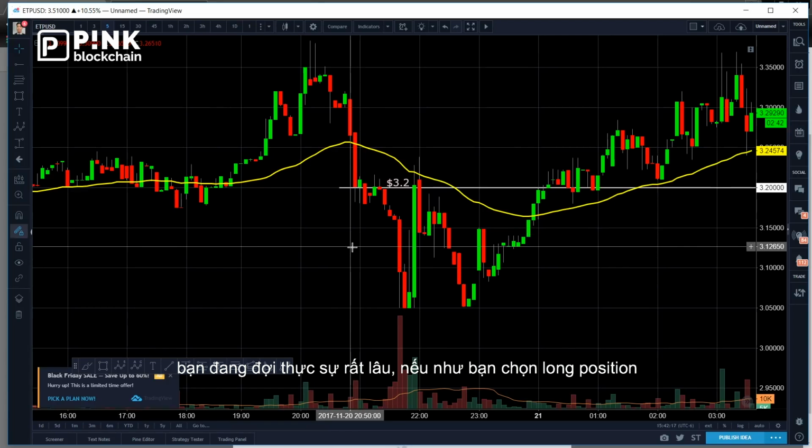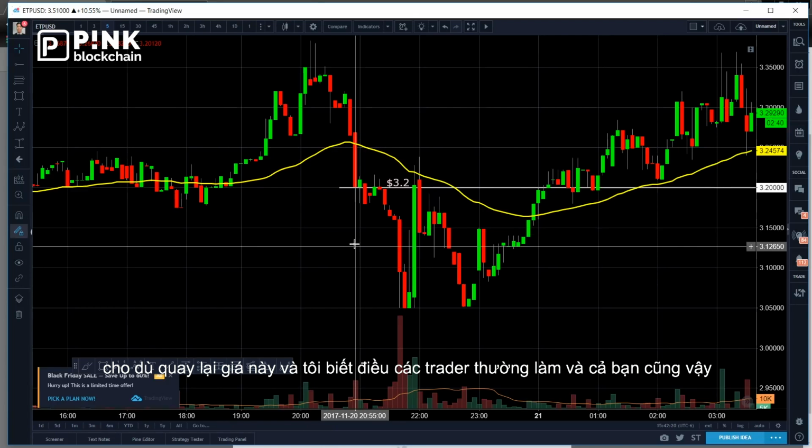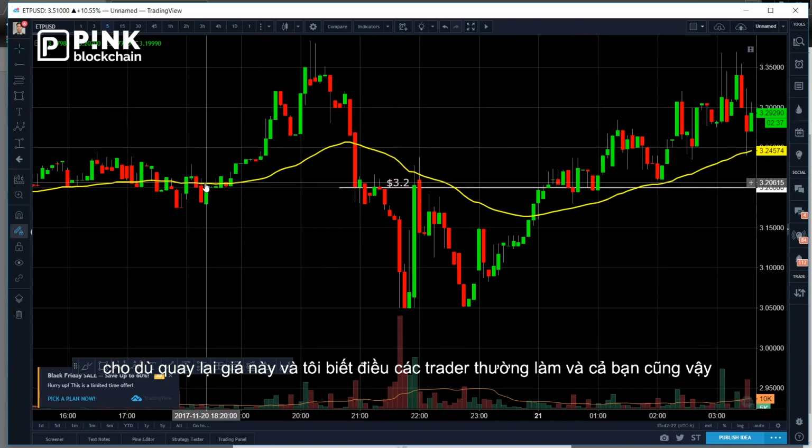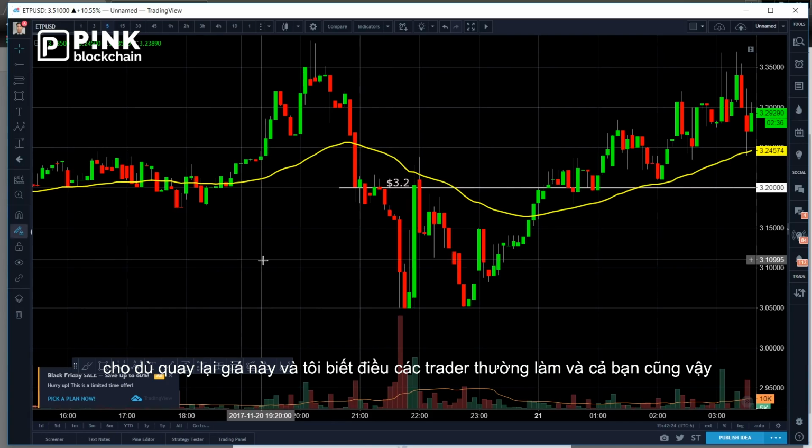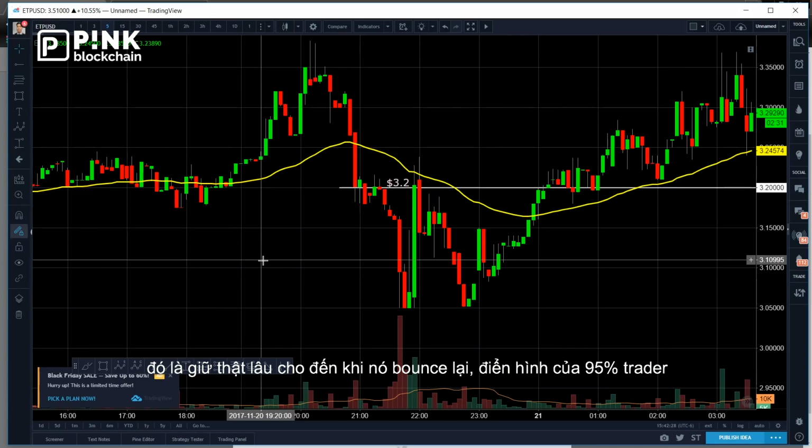Now, you guys might be waiting a really long time if you were going long for it to even get back to this price, right? And I know what a lot of you traders do. What you guys do is you will hold on to it for as long as you can until it bounces back. That is a typical mentality of 95% of all traders because stop losses are not learned yet, or you guys aren't familiar with how to manage your risk.